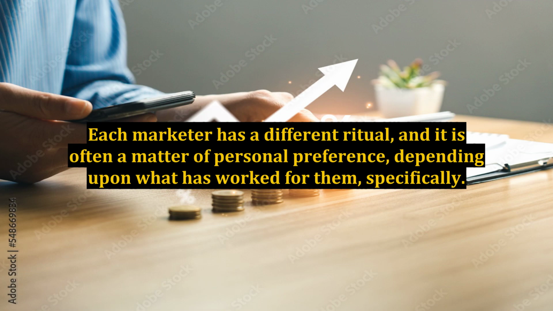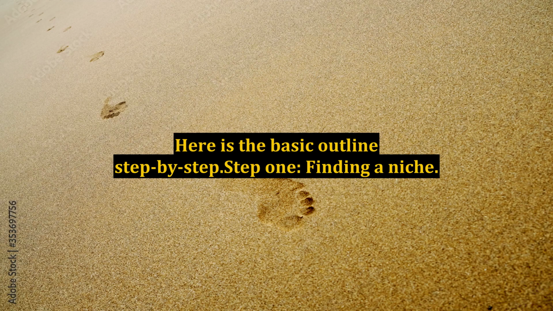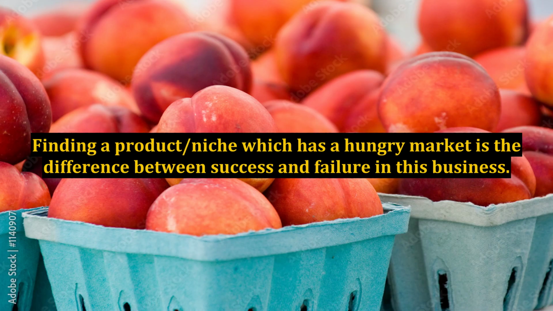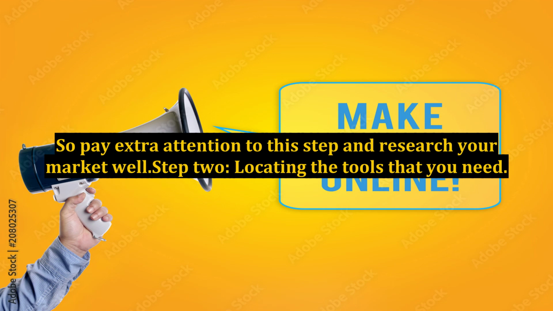Each marketer has a different ritual, and it is often a matter of personal preference, depending upon what has worked for them, specifically. Here is the basic outline step by step. Step 1, finding a niche. This is the most important part of an affiliate marketing setup. Finding a product/niche, which has a hungry market, is the difference between success and failure in this business. So pay extra attention to this step and research your market well.